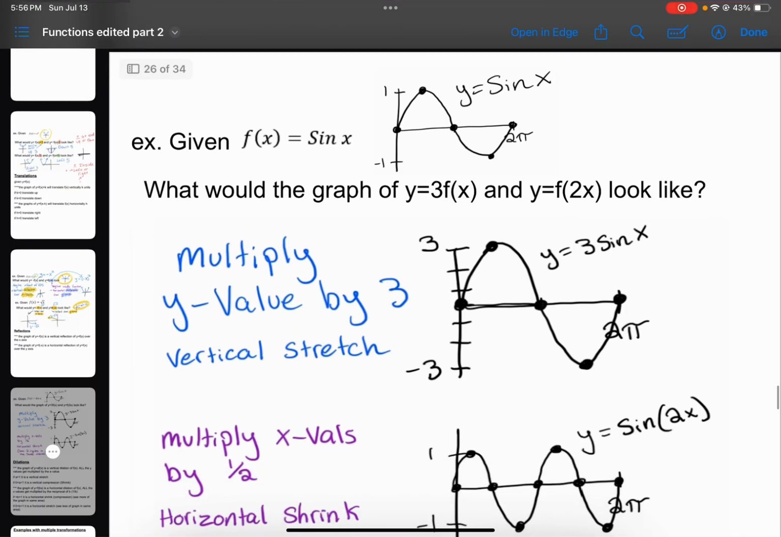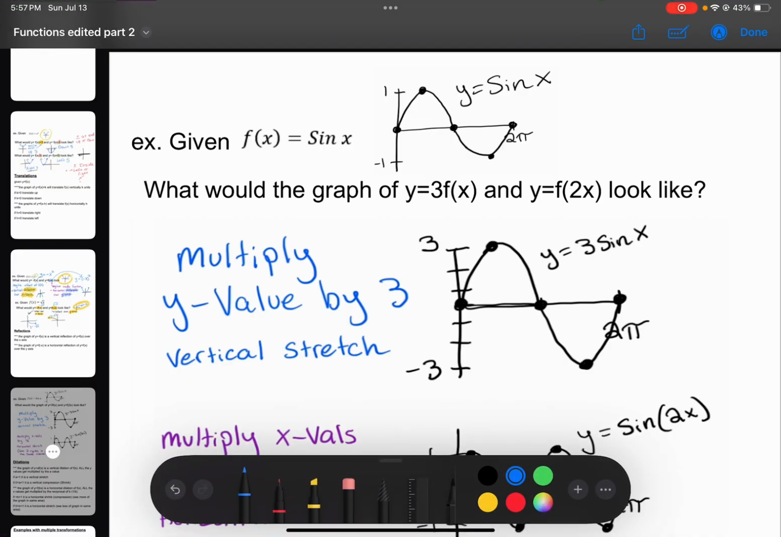Okay, so if we're given the function f of x equals sine of x, what would the graph of y equals 3f of x and y equals f of 2x look like? Okay, so first let's look at our function y equals 3f of x. So this is y equals 3 sine x.